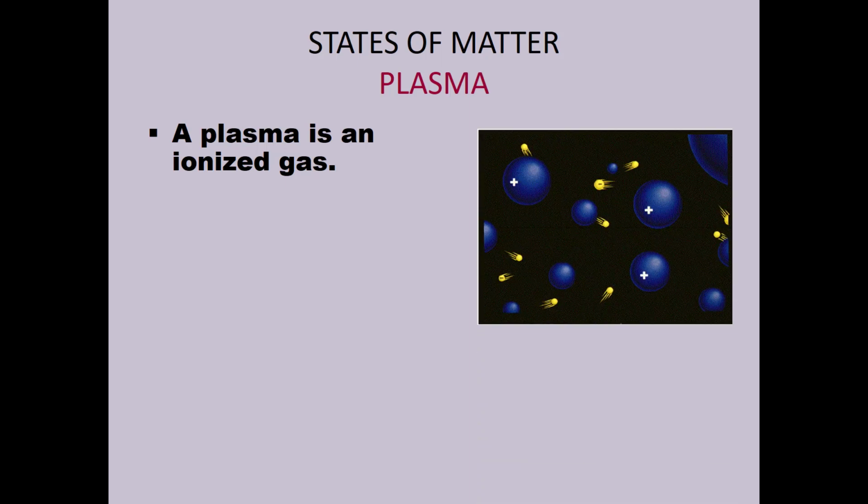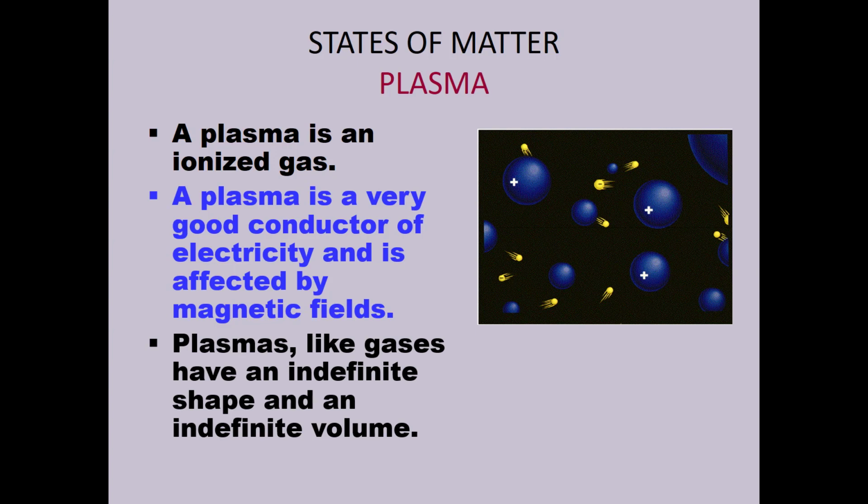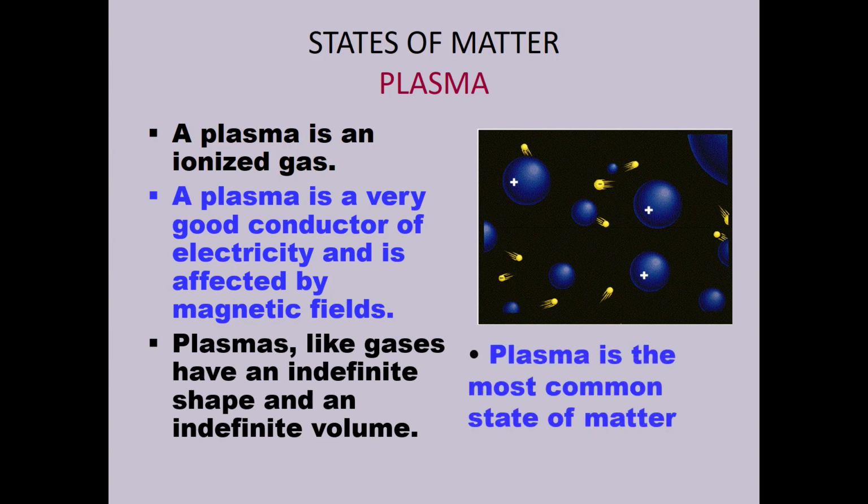Instead, the collisions are so violent, those electrons are knocked off the atom, and so we have ions, positive ions and electrons zipping around. They will be able to be controlled by a magnetic field because it is what's called an ionized gas or a plasma. Just like a gas, it will have an indefinite shape and an indefinite volume. And this is the most common state of matter throughout the universe.